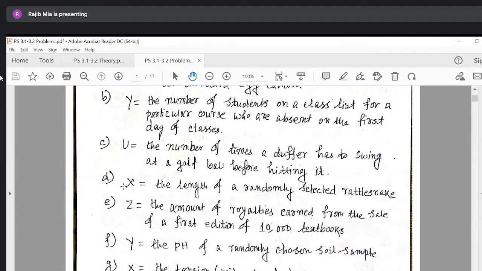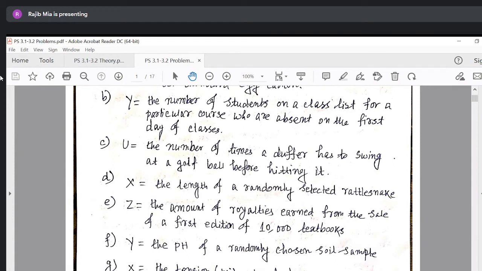Now see the length of a randomly selected rattlesnake. Actually, if you count something, that means the random variable is discrete. And if you measure something, that means it is a continuous random variable. Here the length cannot be infinite; it can be finite. So why is it not discrete rather than continuous?